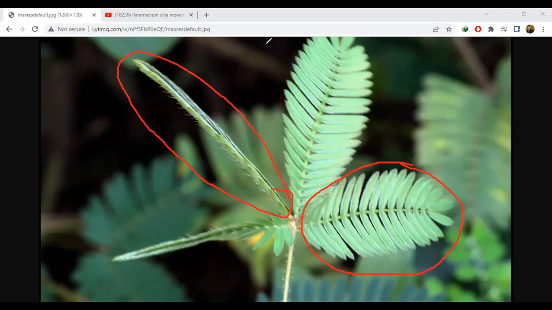This way, turgidity related movements are called by the name, what is the name? Turgor movement. Stomata's movement is also turgor movement. Touch me not plant's movement is also turgor movement. Are you clear? Clear. So, with this knowledge, let's go in.